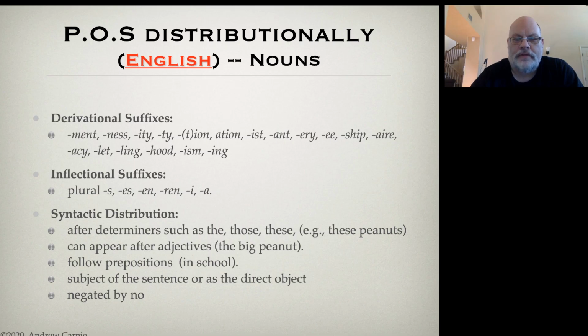Now, it's possible to do this for any part of speech. We can do verbs, adjectives, adverbs, etc. We can do lists like this. I'll show you them very quickly. If you're actually interested, you could pause the video and look at what's listed on each of the slides. But you shouldn't try to memorize these. You should just understand that these are the kinds of criteria that we can use for determining parts of speech.